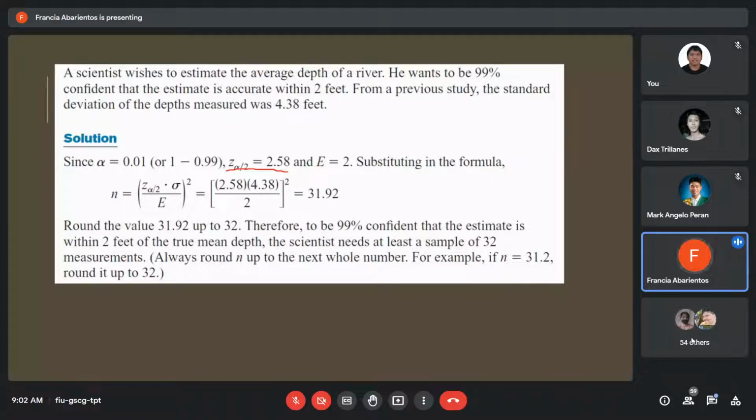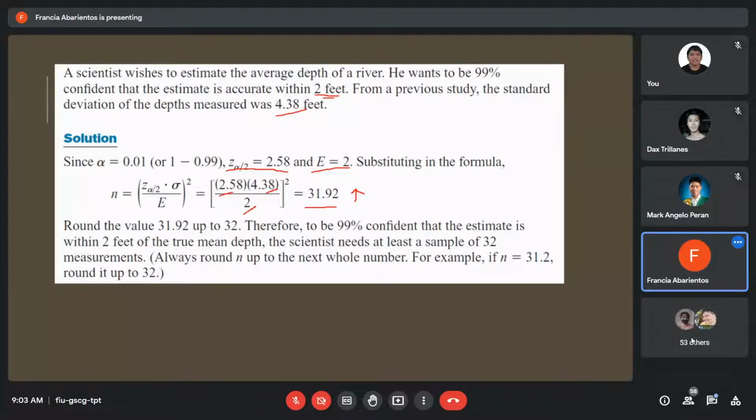Okay. And yung margin of error natin, ano daw class? The confidence estimate is accurate within 2 feet. So this is now the margin of error that was stated in the problem. So we need to substitute it in a formula, general formula in finding the sample size. Okay, proper substitution. The standard deviation was also given in the problem, which is 4.38 feet. And the margin of error. So we have 31.92.